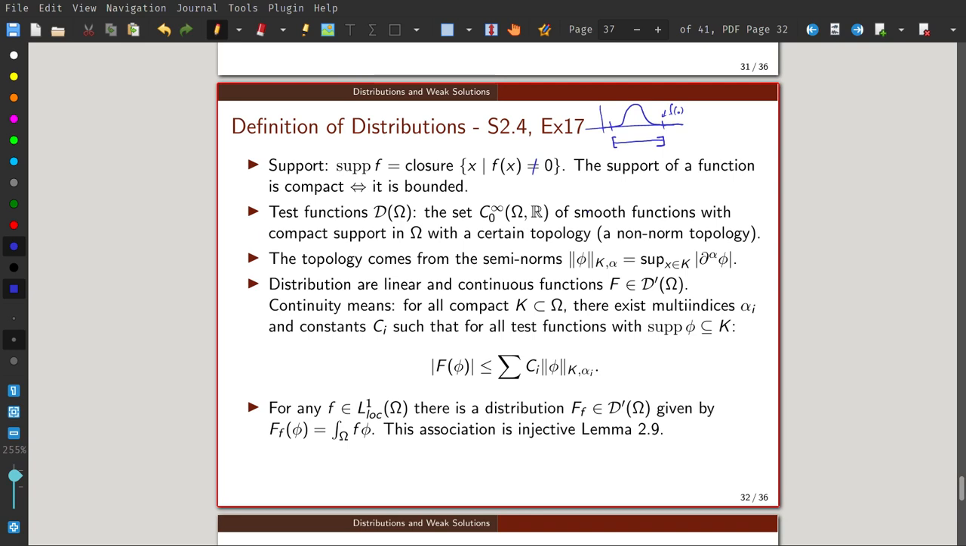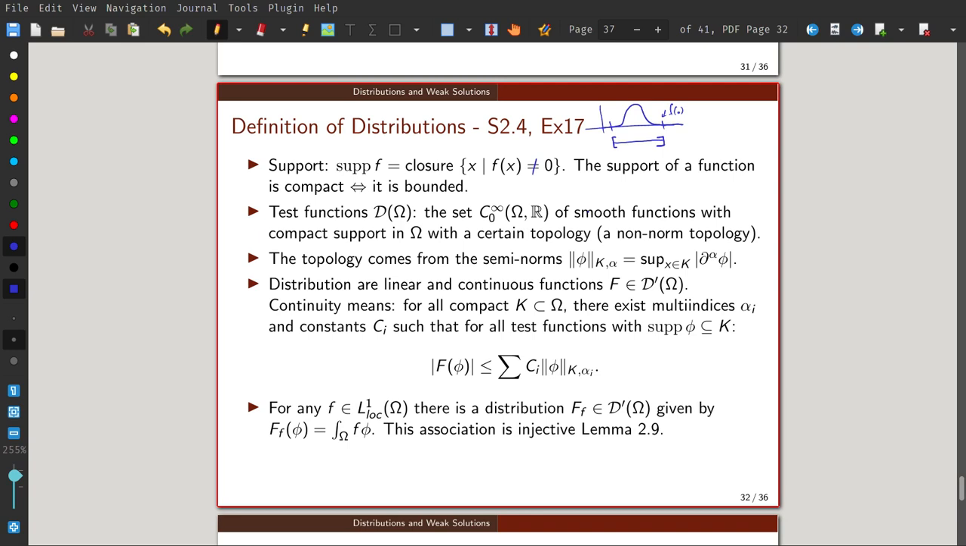Next, we have the definition of test functions. All right, so we have this special symbol D of omega for the set of test functions. What the set of test functions really is, is the set of smooth functions with compact support in that omega. All right. So omega is by definition open, and so the functions have to be 0 before they get to the boundary, so that when you take the closure of the points where they're not 0, you don't accidentally go outside the boundary of omega.